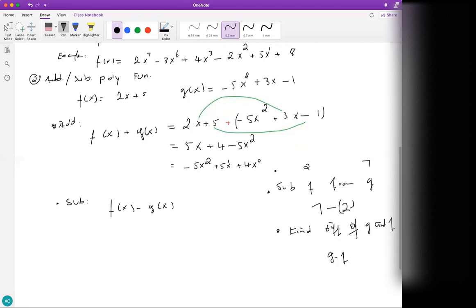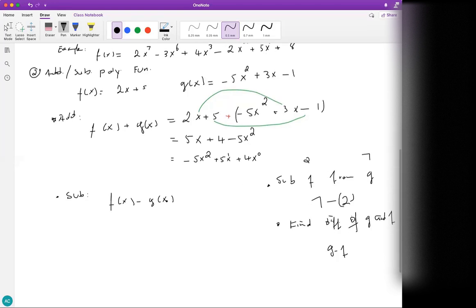Okay, that's if it's in a word problem. But in this case, if it's written like this, you don't have to figure out the order. You keep the same order. It's already set up for you. So this will be f of x, whatever f of x is. Again, it's 2x plus 5. This minus, okay, because we're subtracting. And you have to use the parentheses with subtraction. It's very important because that will change the signs of g.